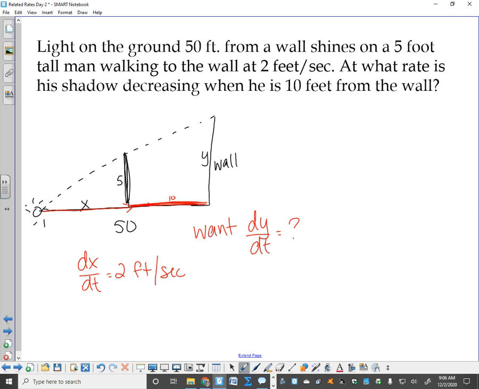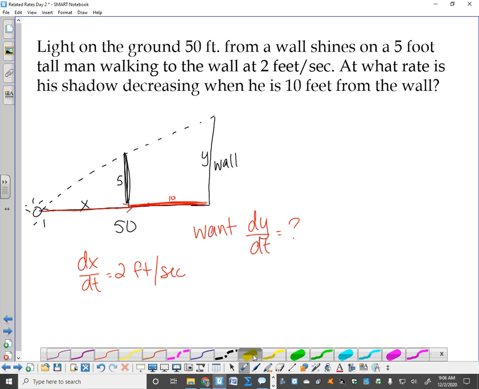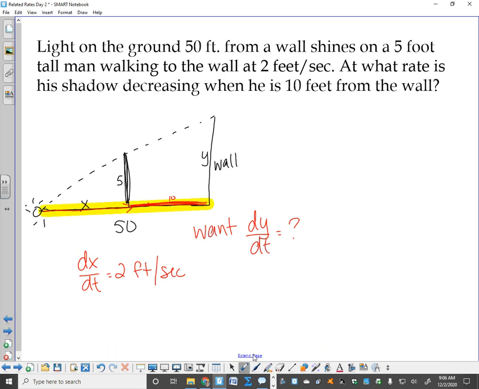So what I'm going to do is use a relationship between the fact that I know that this is 50 and I know that this is x. So what's left, what's blue, is going to be 50 minus x. So I want the 50 minus x to be 10. All right, pause for just a second. Make sure your brain's wrapped around that. 50 is the whole distance. I want to know when this is 10.